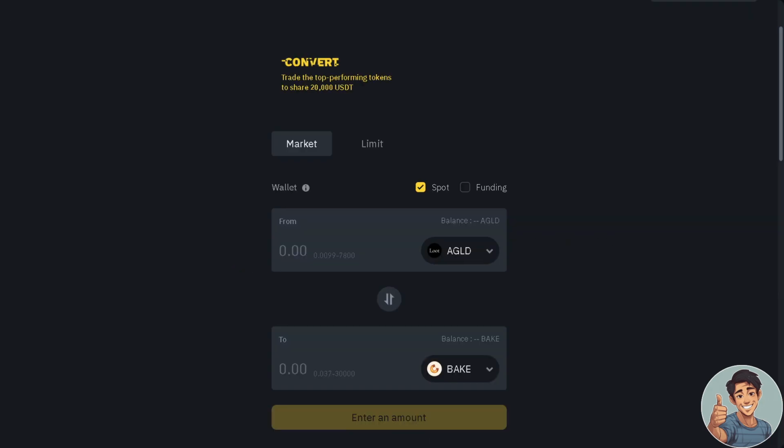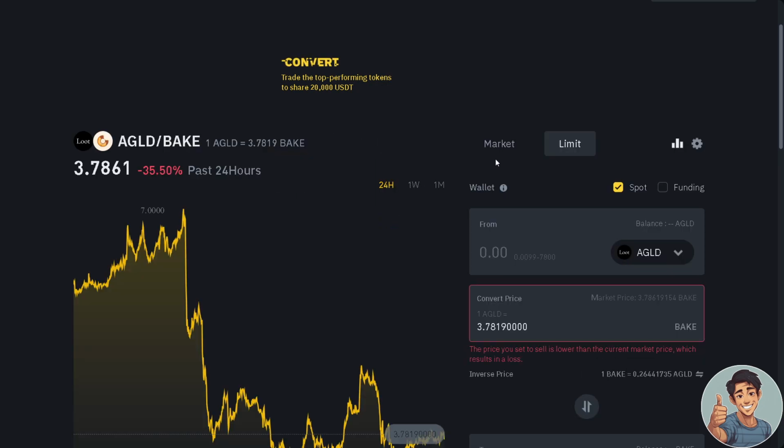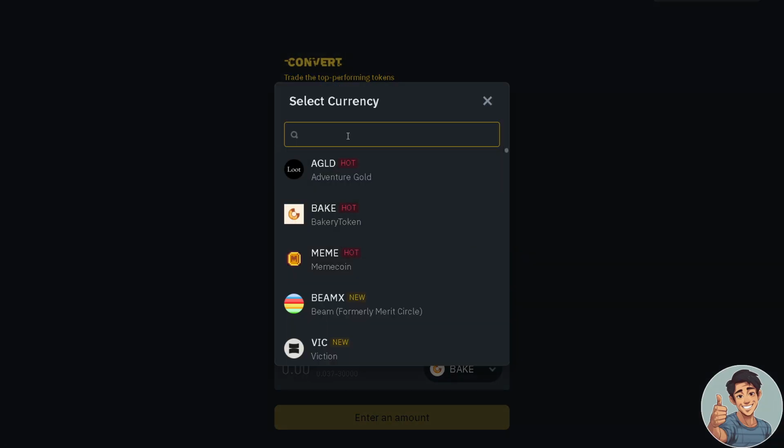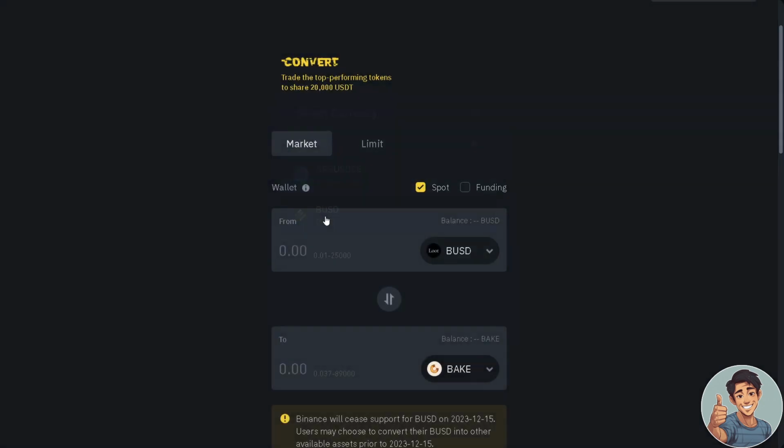It depends on the interface you're using. Right now I'm here at Convert. I have options here for Market and Limit. Now, what we are trying to do today is convert BUSD to USDT. If you're opting for Market, search for the BUSD right here, that's the Binance USD, and then of course the USDT.